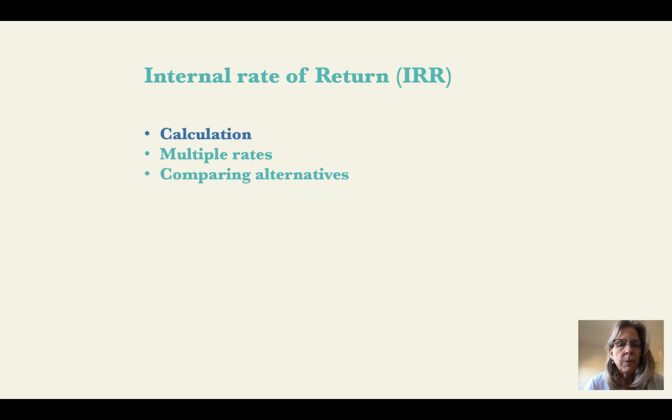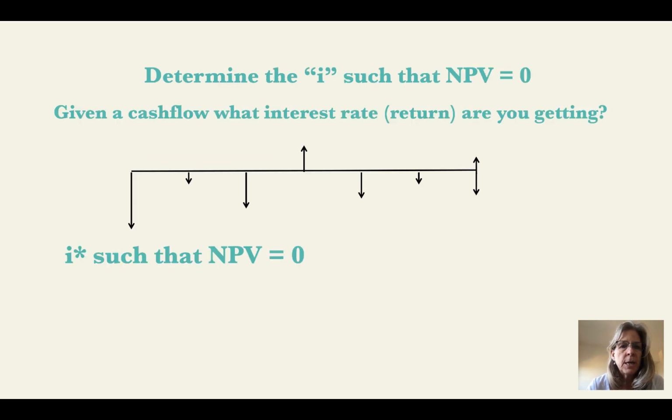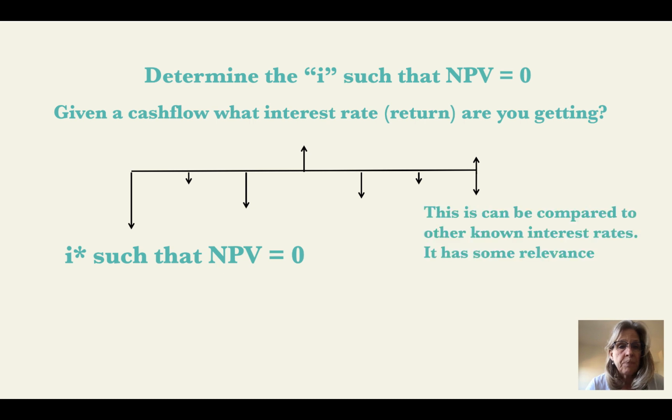So when we look at internal rate of return, or IRR, I'm going to look at 3 things: the calculation, the problem with multiple rates, and the procedures we use for comparing alternatives using internal rate of return. So the calculation: what we're trying to figure out is to determine the I, or the interest rate, such that the net present value is 0. And this will give you the answer to the question, what is the return I'm getting on this cash flow? We have a given set of cash flows, and it tells us what interest rate of return you are going to get. Sometimes people refer to this as I star, such that the net present value is 0.